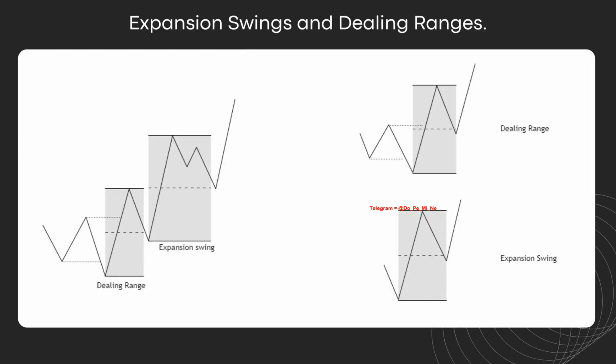Here we got dealing ranges and expansion swings, right? Now the difference between the two is pretty clear. A dealing range takes both sides, takes out both sell side liquidity and buy side liquidity in the form of range high and range low, and then it forms this swing right here, and when this swing is divided into two halves, it gives us a dealing range. But on the other hand, an expansion swing forms after a dealing range, and it only breaks above one side of the range instead of two. That's the difference between expansion swings and dealing ranges.